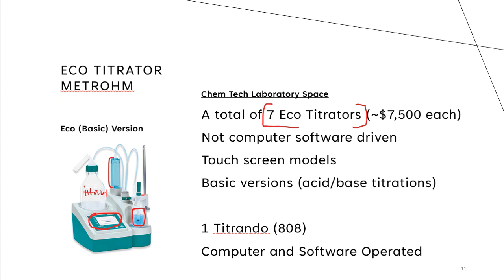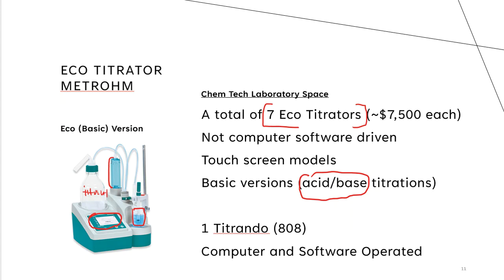So what we can do with these titrators are simple acid-base titrations. We do not have any other probes other than acid-base pH probes. That is it. That's all that we use these for. We have plenty of acid-base titrations that we can do with them, and we just don't venture out of that realm with our automated titrators.